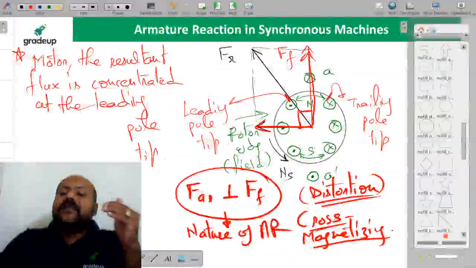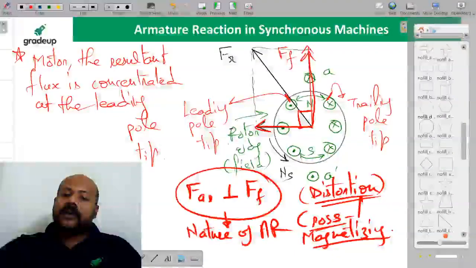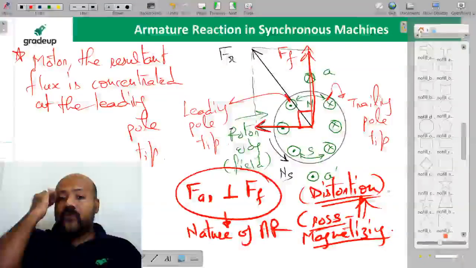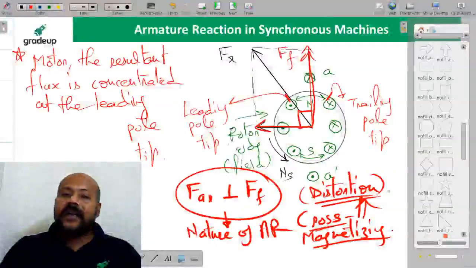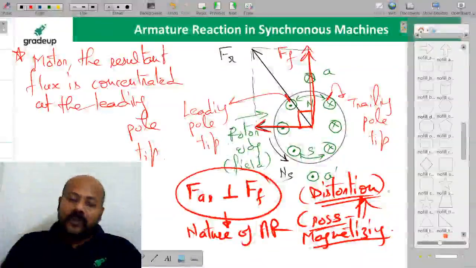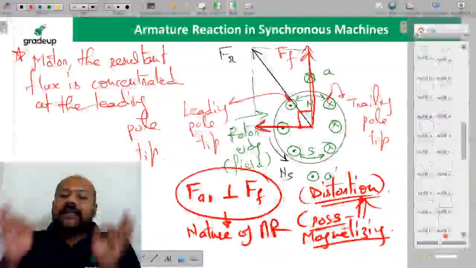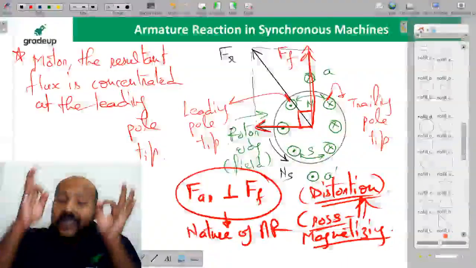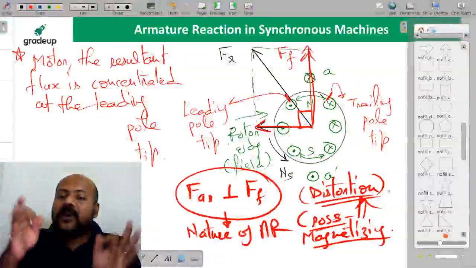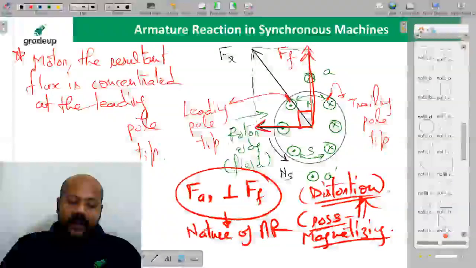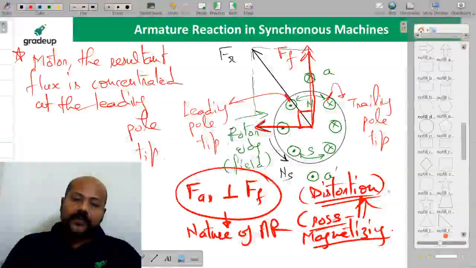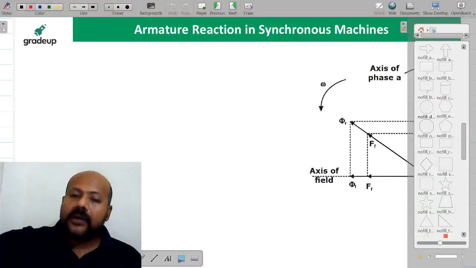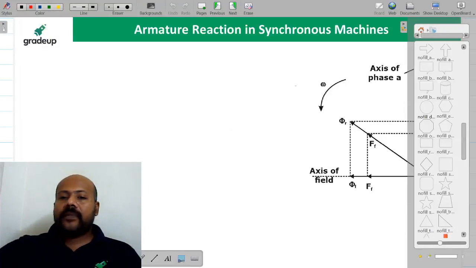The cross magnetizing effect of the armature reaction is nothing but the distortion of the main field flux. If you want, you can write this statement in your notebook: the cross magnetizing effect of the armature reaction is nothing but the effect of distortion on the main field flux because of the armature flux. I hope it is clear to all of you. Is it clear to all of you?